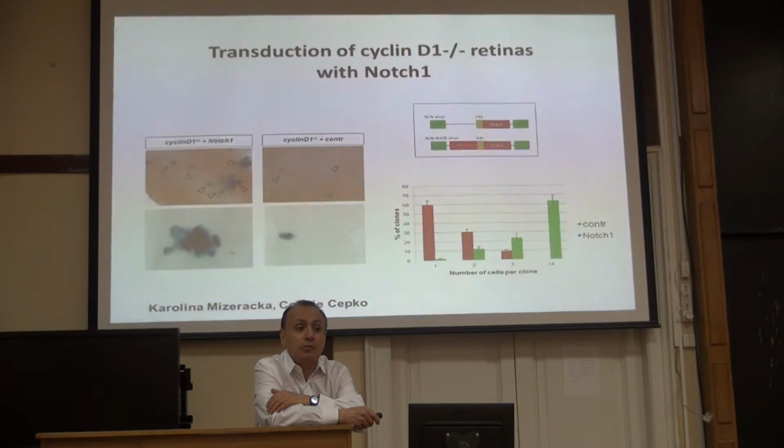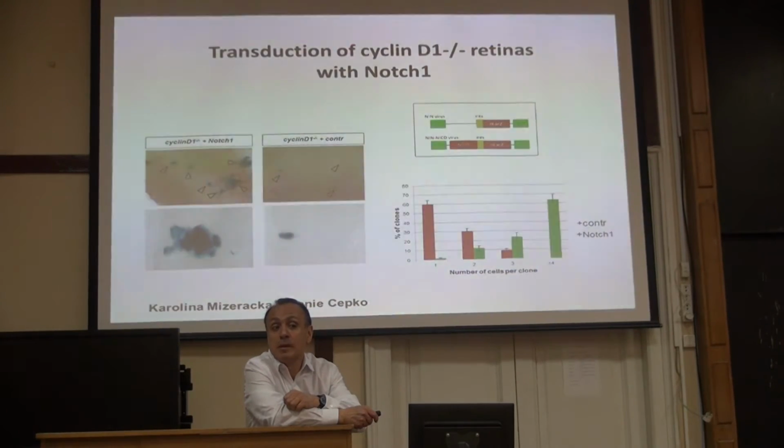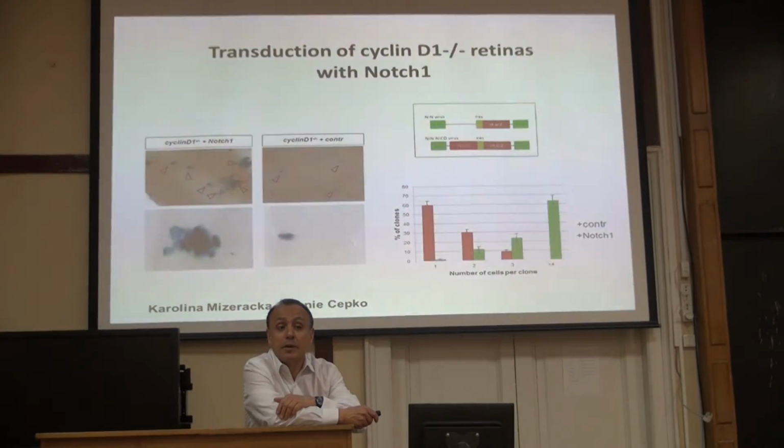And the virus encodes beta-galactosidase, so this way later you can do dissection and stain for beta-galactosidase. So the blue cells are the ones that become infected, but still most of the cells will not be infected. And then we can see what happens with the proliferation of those cells. So in cyclin D1 knockout, the retinal progenitor cells proliferate very poorly.